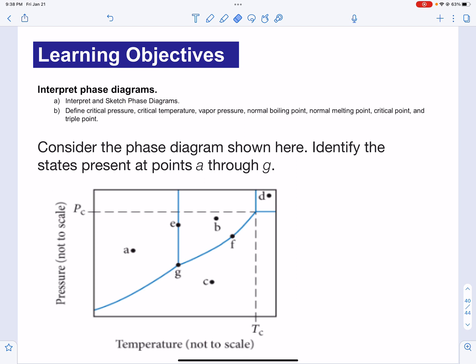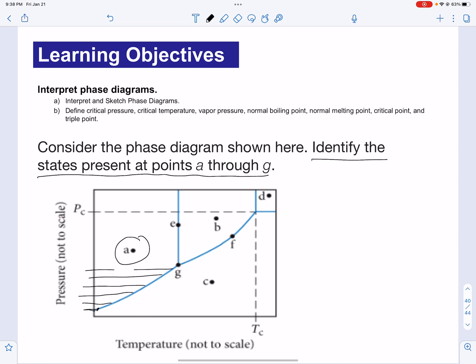So let's look at this diagram. It's asking us to identify the states present at points A through G. So point A, what would that state be? Well, at point A, the pressure is very low, and it begins to increase. So all along here, the pressure is increasing as the temperature is also increasing.